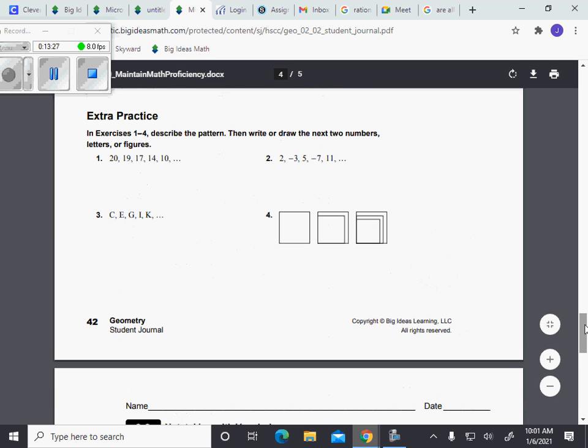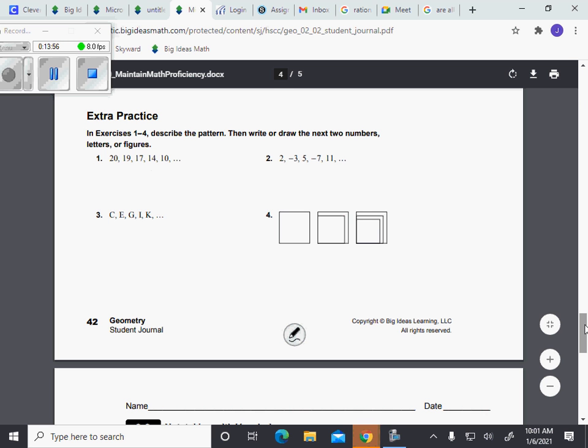Here's a couple extra practice problems. Describe the pattern, then write the next two numbers. Okay, so we have 20, 19, 17, 14, 10. I always like to look at the difference. Okay, so there's minus 1. Here's minus 2. From 17 to 14, it's minus 3. From 14 to 10, it's minus 4. Okay, so the difference is getting bigger, right? The difference from each number.